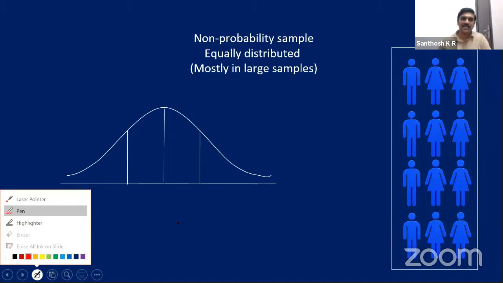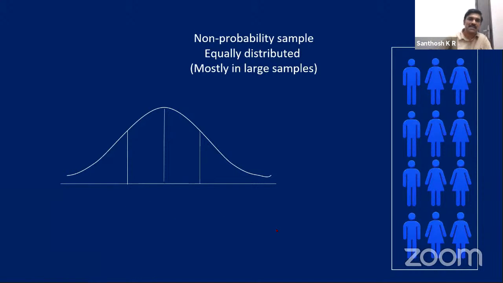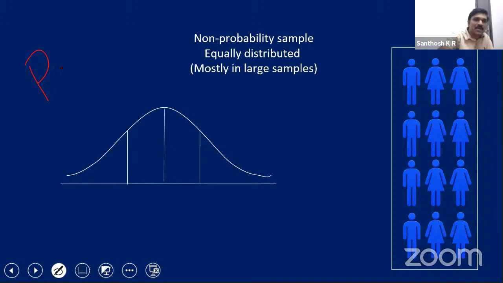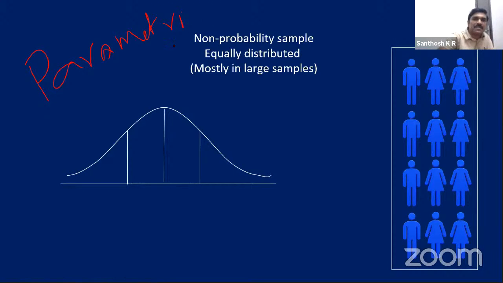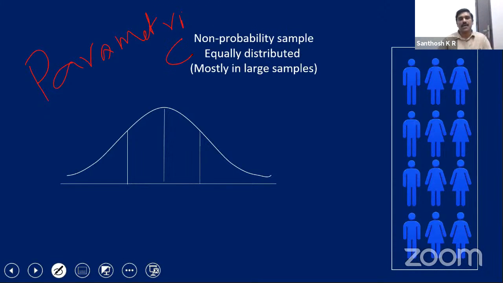So any calculation which we do in the population, we call it parametric. Metric means a kind of measurement. Any calculation which we do in a sample, we will call it a statistic.